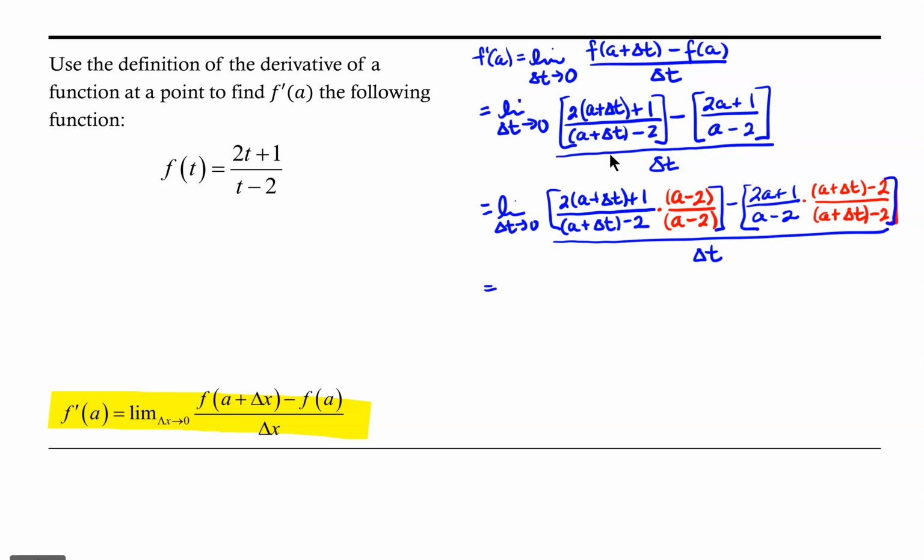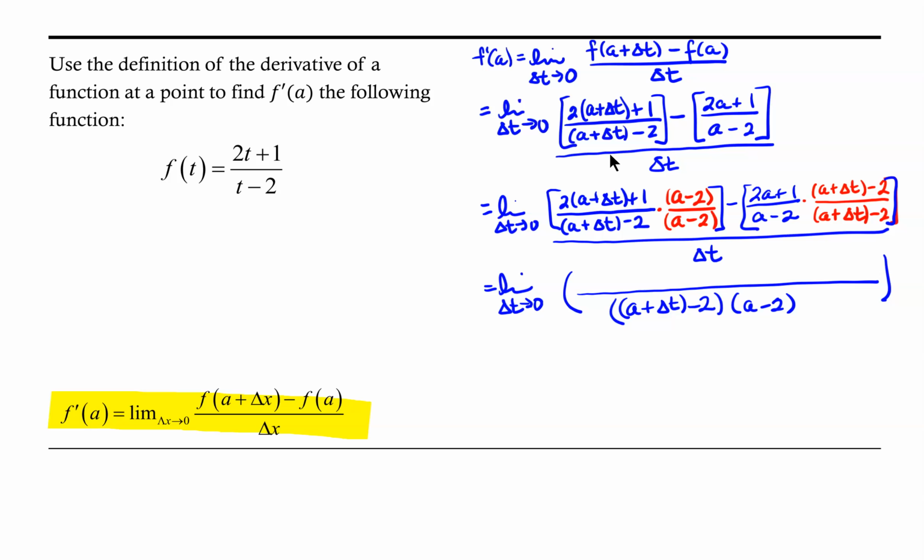Okay, so now we have the limit as delta t approaches 0. We're going to have a common denominator across our numerator. So I'm going to designate this as my numerator, and that entire numerator will have the common denominator of a plus delta t minus 2 times a minus 2.